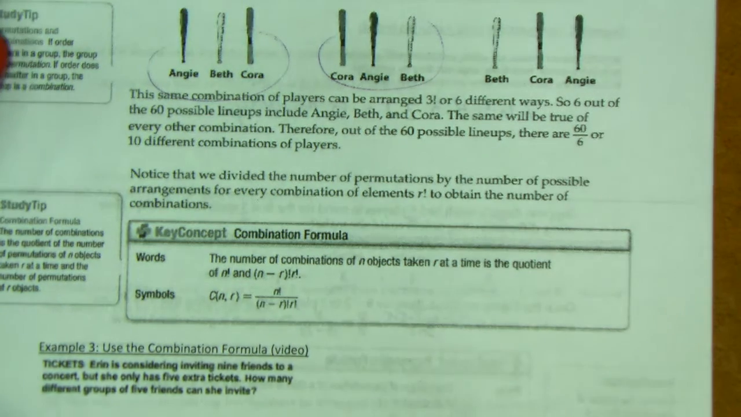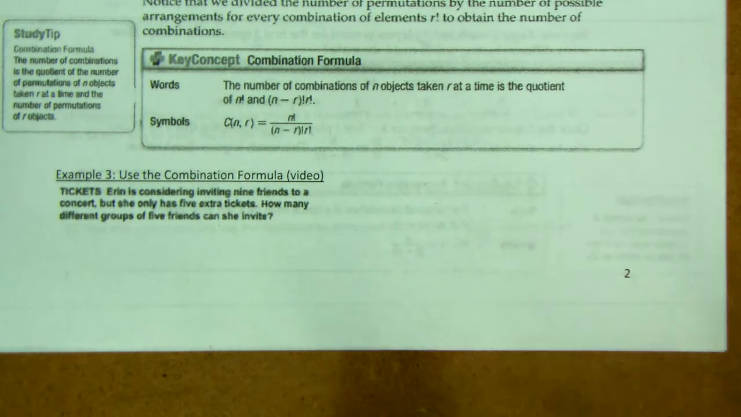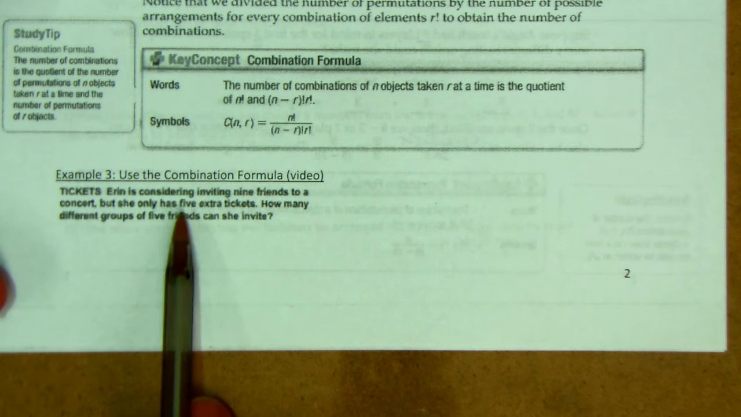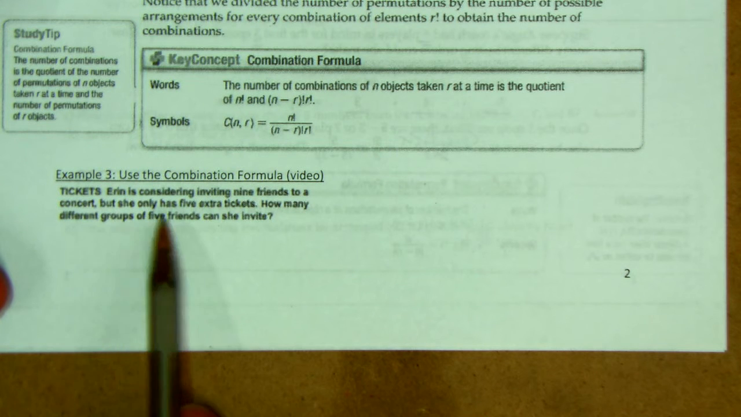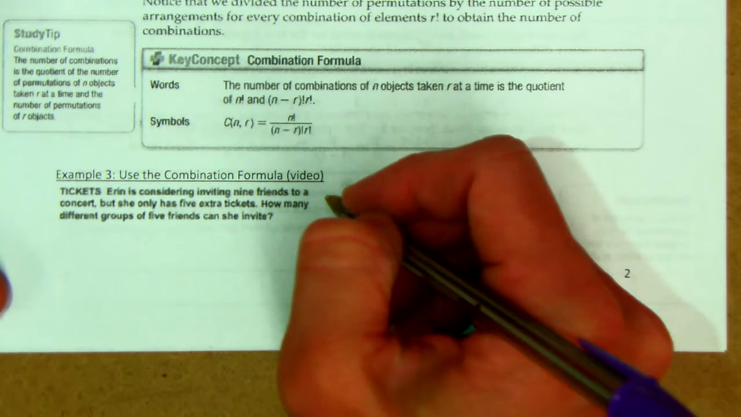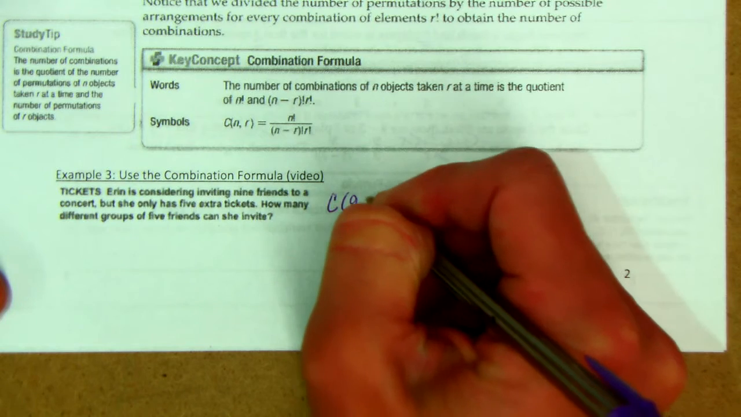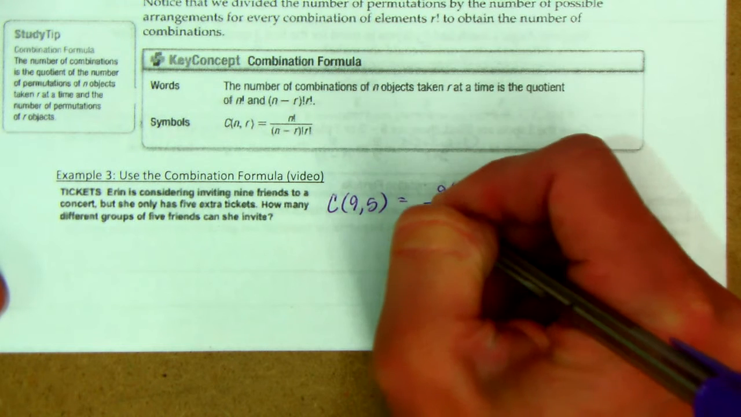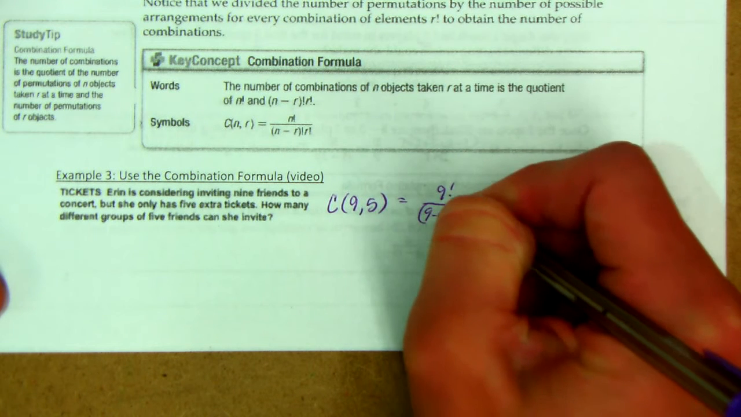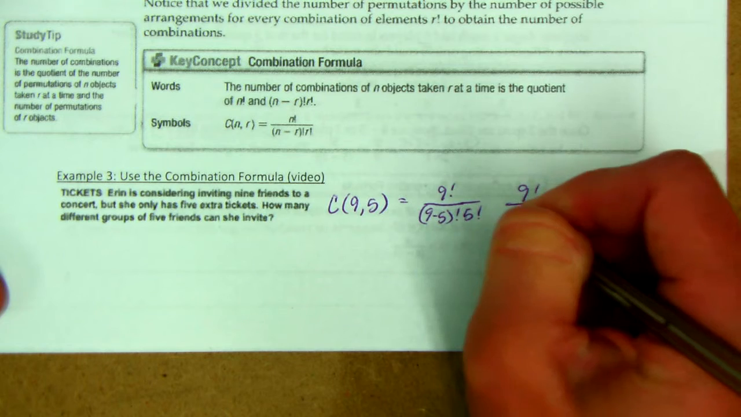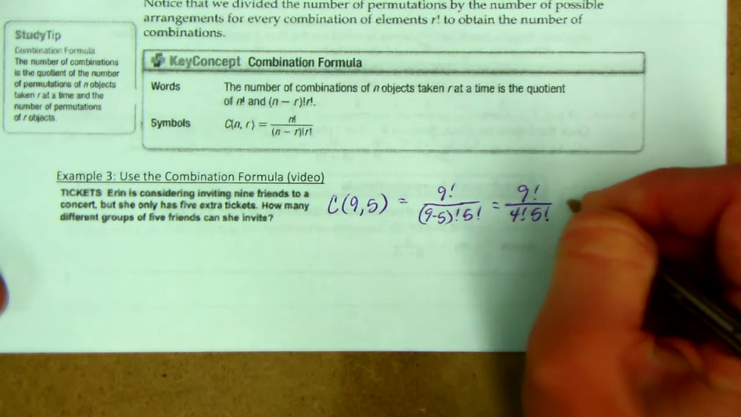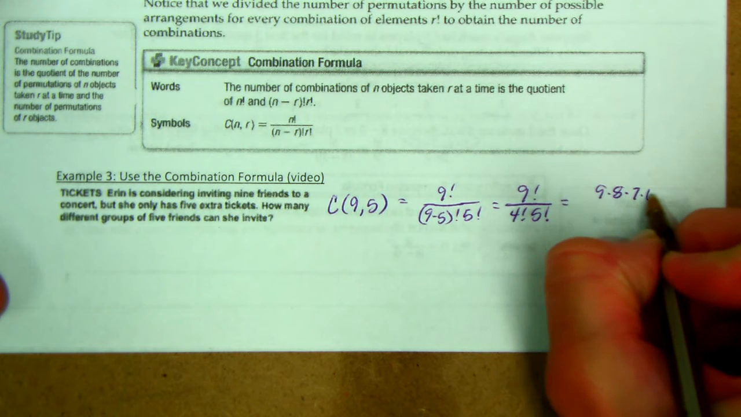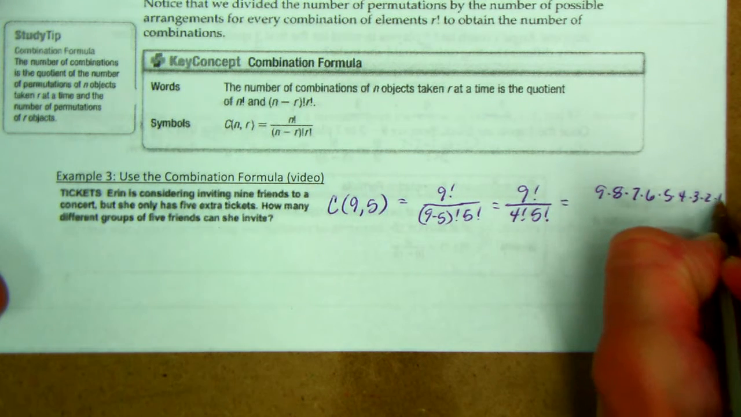Okay, Erin is considering inviting 9 friends to a concert. She only has 5 extra tickets. How many different groups of 5 friends can she invite? So she has a combination of 9 friends choosing 5 at a time. So what that looks like is 9 factorial, and then 9 minus 5 factorial, and 5 factorial, which is 9, 4, and 5. Well, if I do that, 9 times 8 times 7 times 6 times 5 times 4 times 3 times 2 times 1, all over 4, 3, 2, 1, and 5, 4, 3, 2, 1.